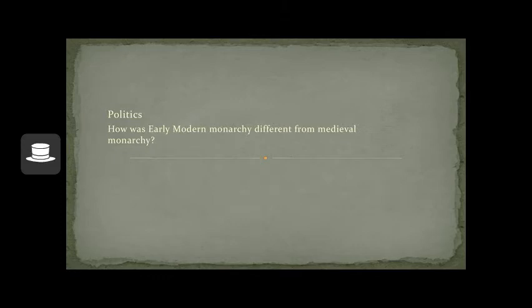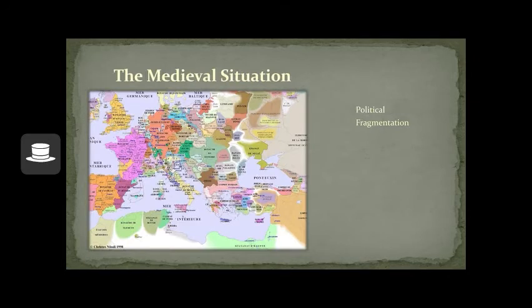Now, we're going to be talking about something called the state today. And the state is really important. It has an immense influence on our lives, whether we think about it or not. And we're going to see how the state really begins. But before we do that, we're going to go back in time again to the Middle Ages.